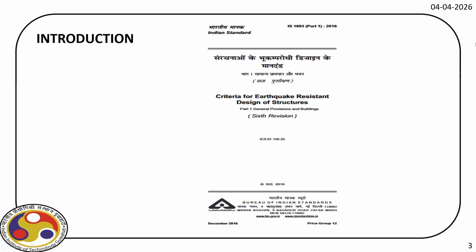As you can see, this is IS 1893, and this code we are going to use. We'll use the provisions in this code in STAAD.Pro. But before we go to the STAAD.Pro modeling and design, let us first see what are the major guidelines in this code, and then we'll consider the structure that we modeled earlier and then complete the design today.